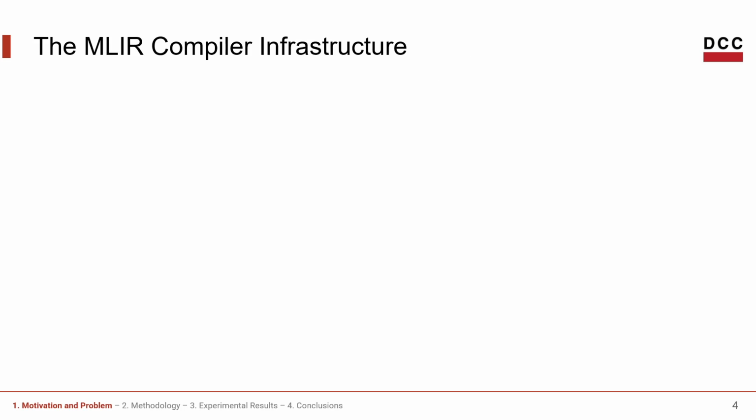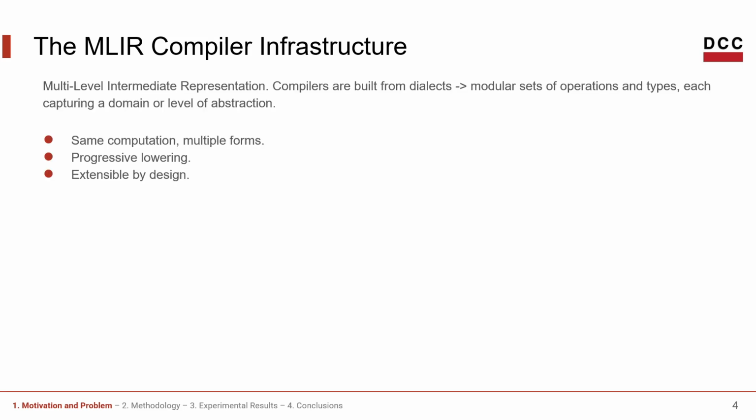Now, one very important project in the compiler world that came to exist somewhat recently is the MLIR compiler infrastructure. MLIR stands for Multi-Level Intermediate Representation, and it allows you to work with dialects. Dialects are defined as modular sets of operations and types, and each one of these dialects captures a particular domain or level of abstraction.